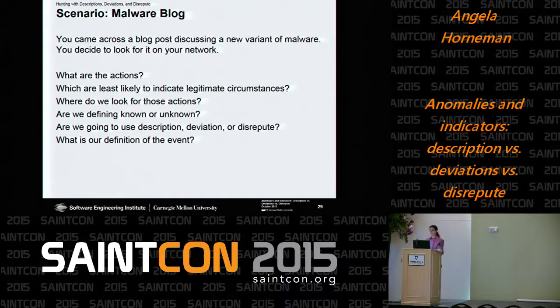So if we don't have the logs on our web server, what would be the next likely action that would lead us to conclude that this is an event? Is there anything that we could use to infer that maybe there was some bad HTML? Maybe.